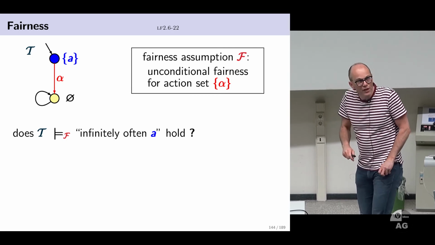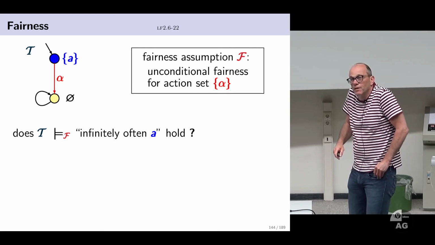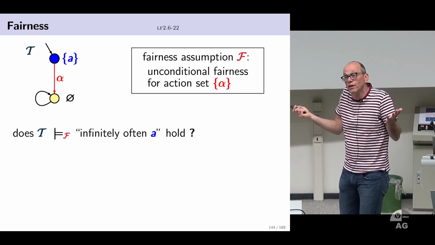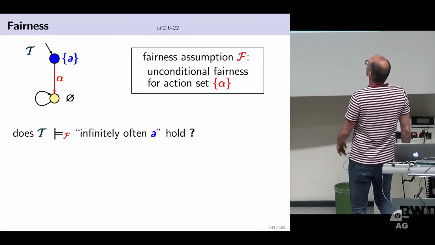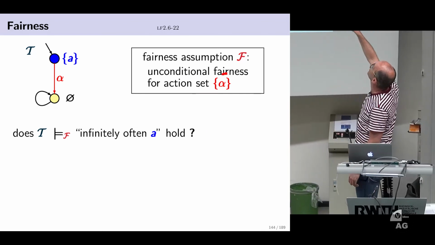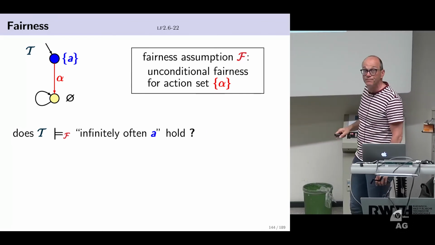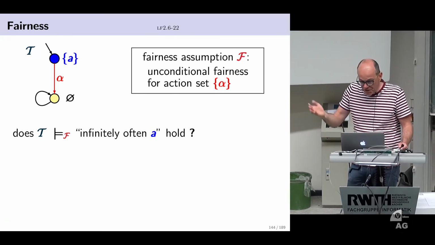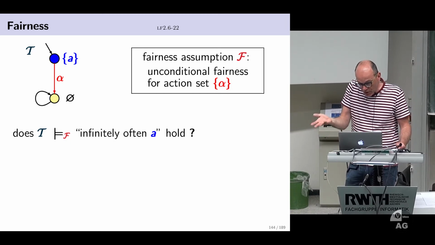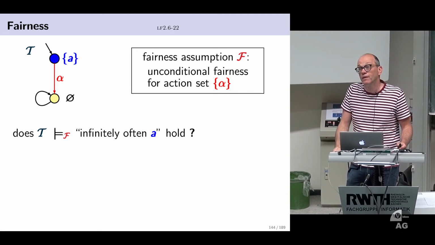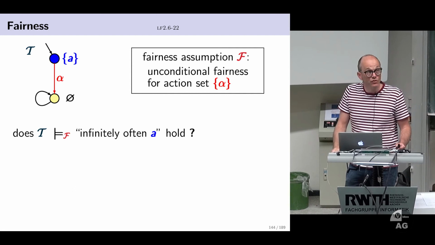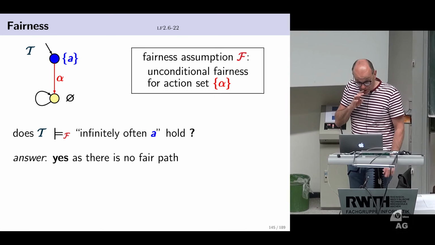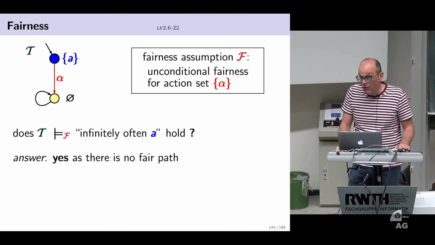Now, it looks like a bit of a strange property. Of course, it's not infinitely often A, right? Because I am in a state and then immediately I'm leaving it. So there's no way to make this true, right? So you could say, well, maybe I would like to have unconditional fairness on the action set alpha to impose this. Does that help? No, because it says that you need to take alpha infinitely often, and that's not possible. There is no run where you can take alpha infinitely often. So the answer is yes, it's true, because there is no fair path.